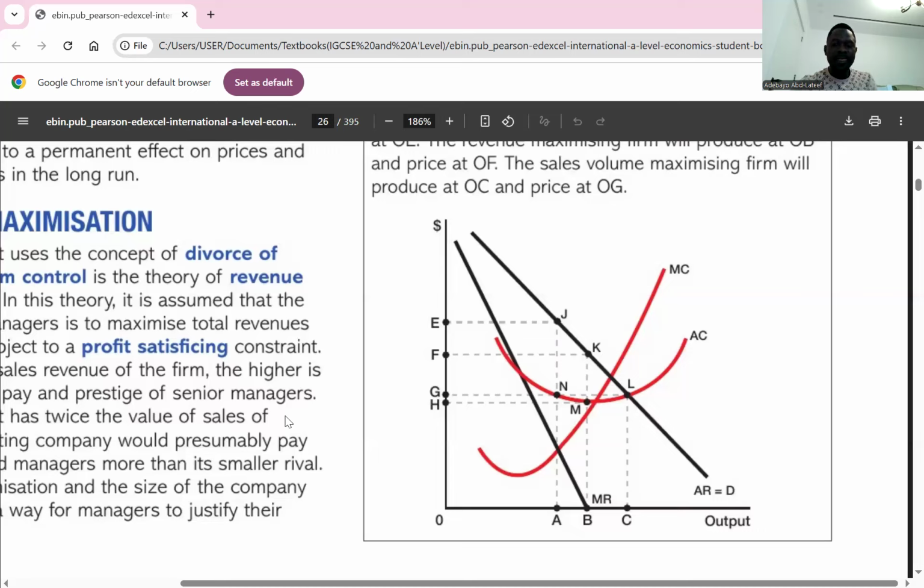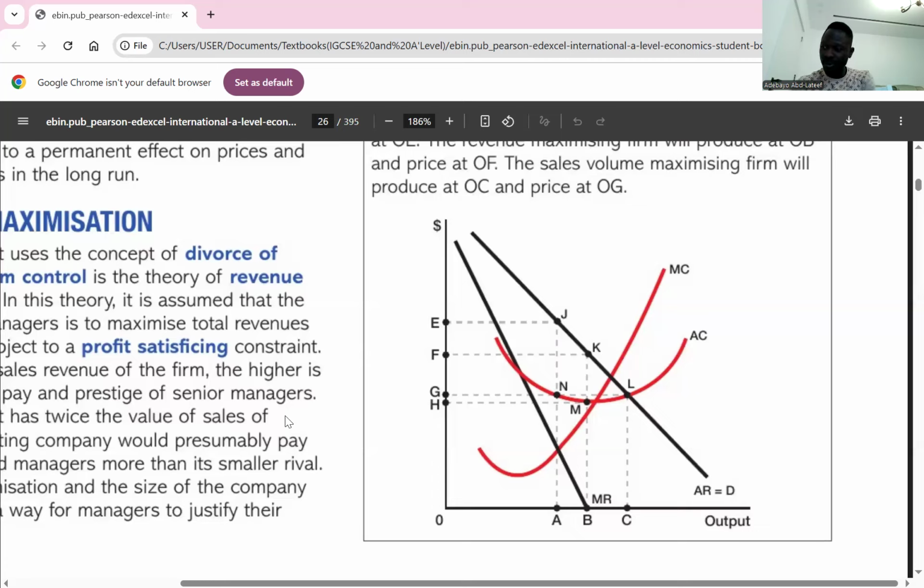You can't sell at OE because OE is for the profit maximizer. So you can only sell at OF. Selling at OF and producing at OB means your marginal revenue is equal to 0, in the same line with O. So a revenue maximizer will produce where MR equals 0, at OB.